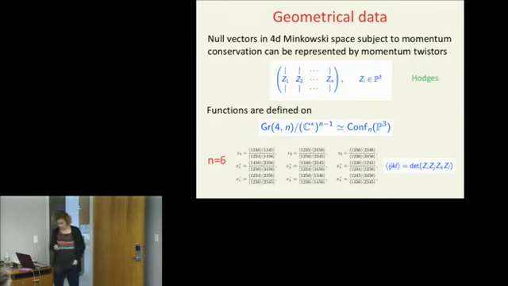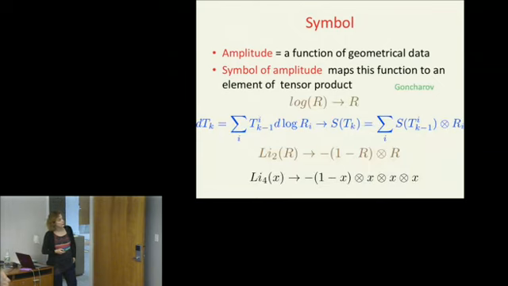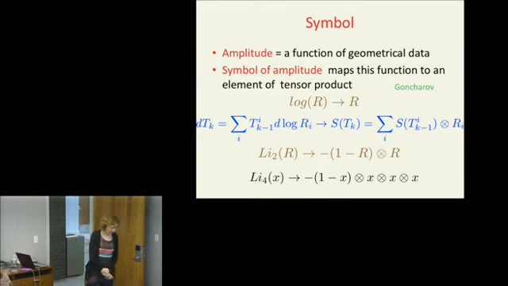Good. Okay, so the symbol now. So far I've explained to you that the way we think of an amplitude is as a function of geometric data. A useful object that we're going to study, and that's been proven to be very useful in this field, is called the symbol of these PolyLog functions. This is a notion that was introduced by Goncharov a while back, and it's been very useful in this field.